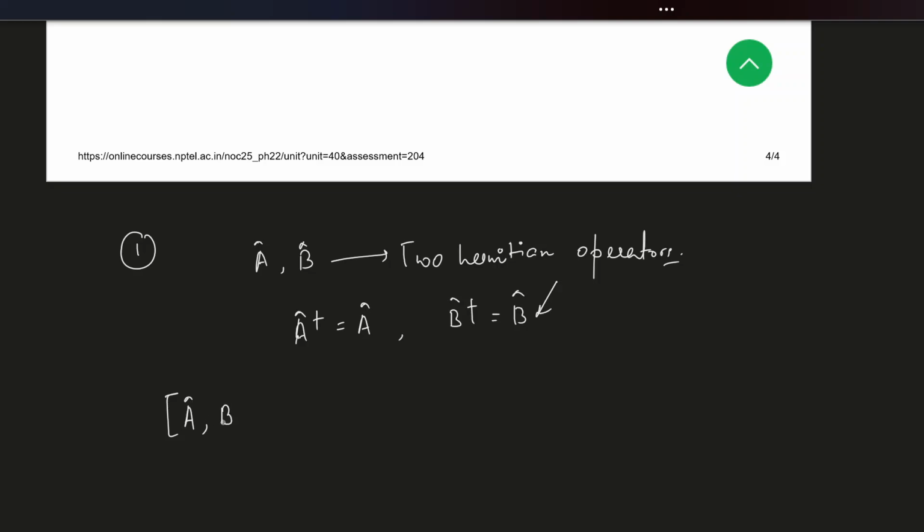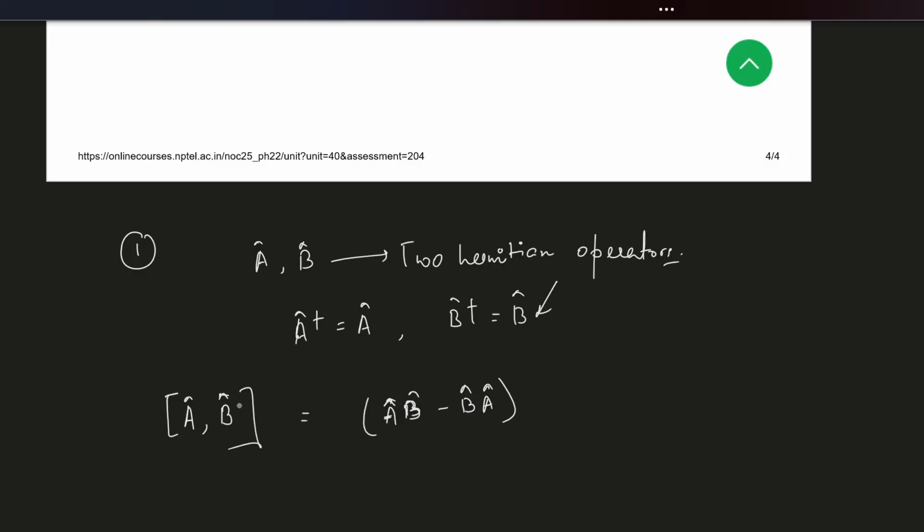Commutator means you put these two operators in a commutator bracket, and you know the formula of the commutator bracket. The commutator of A and B is AB minus BA. Because they are operators, don't confuse them with simple products of a and b. The ordering actually matters: the AB product and BA product are not the same. So the commutator of A and B equals A cap B cap minus B cap A cap, right?